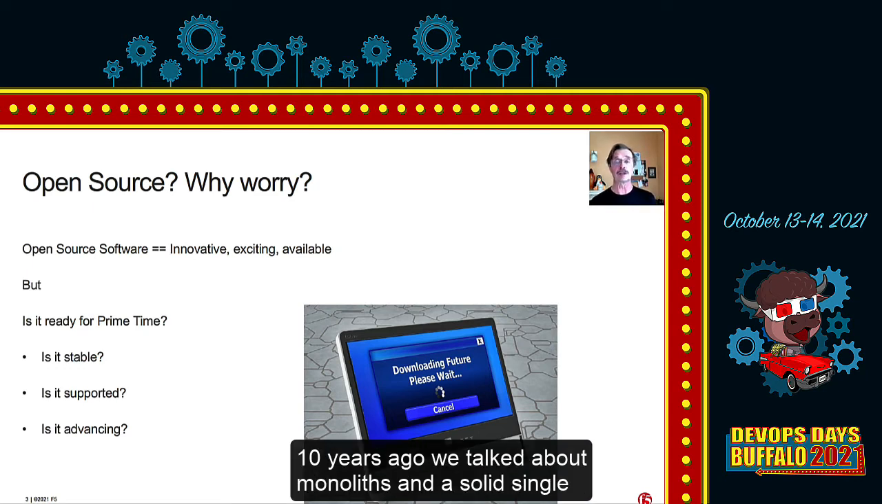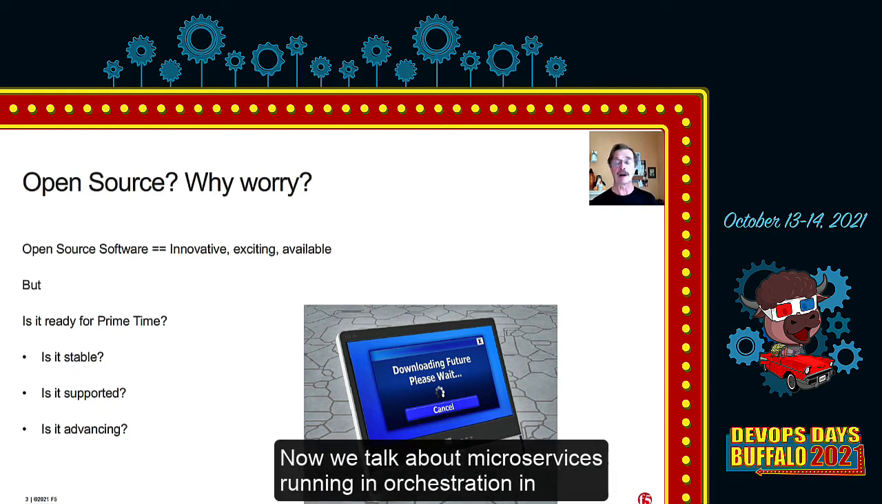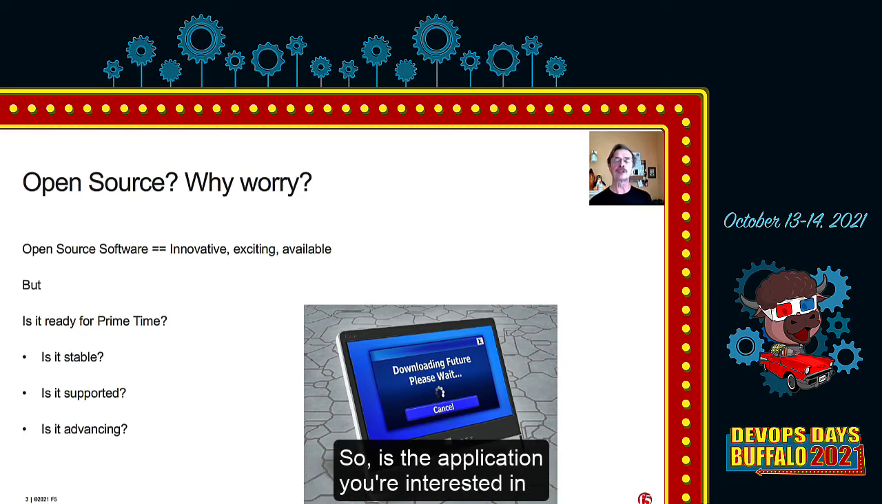10 years ago, we talked about monoliths and solid single application architectures. Now we talk about microservices running in orchestration, in nodes, containers, pods. The world changes constantly. So is the application you're interested in keeping up with that?